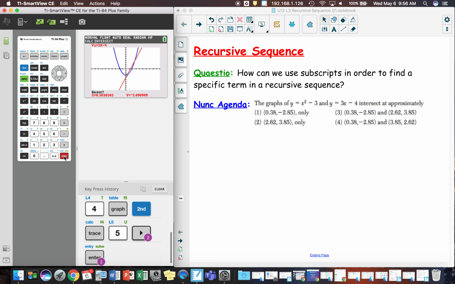1, 2, 3. So the first intersection they're telling us is 0.38, negative 2.85. Now it says that only. Here's the thing: if we look at this graph, I see that there are 2 points here. It's not just going to be that 1 point. So that's out.